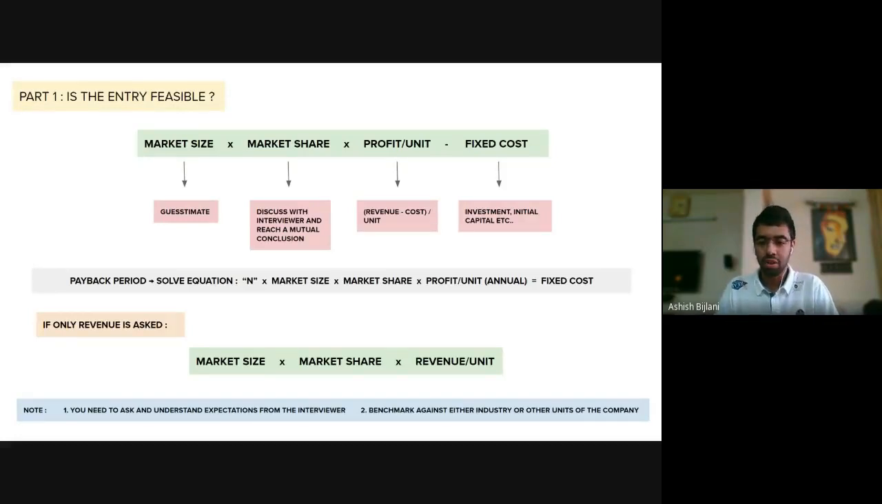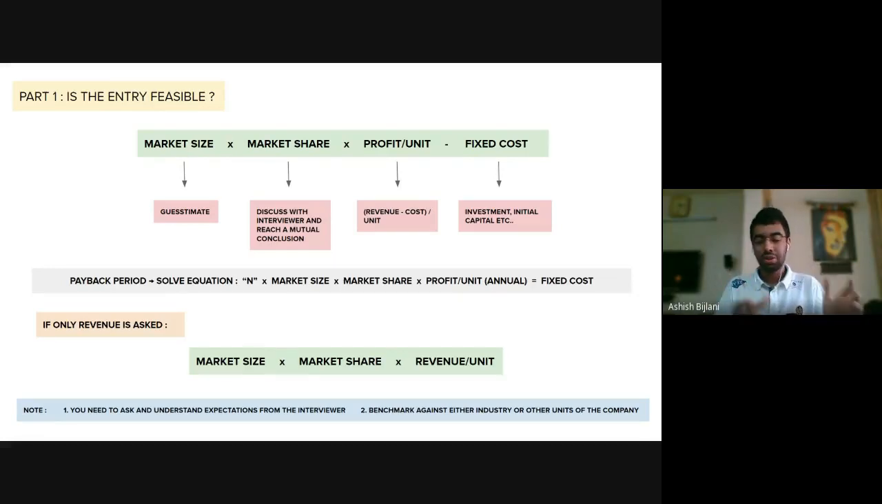What is the number of years that your profit will be able to recover the fixed cost that you're pulling in for that new venture? That is what you're trying to solve, and this helps you identify the payback period once all the other variables are set in place. Again, if the context is a bit late, let's just wait for the case, but this is a basic idea.